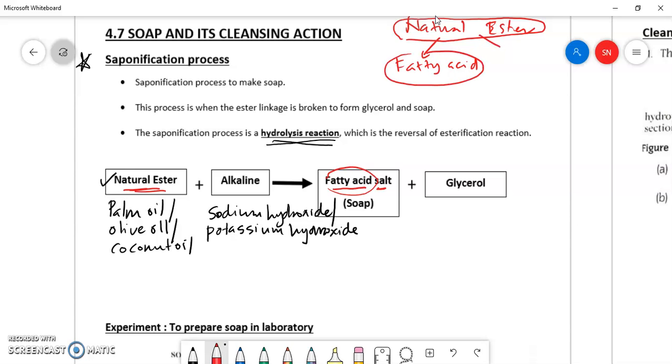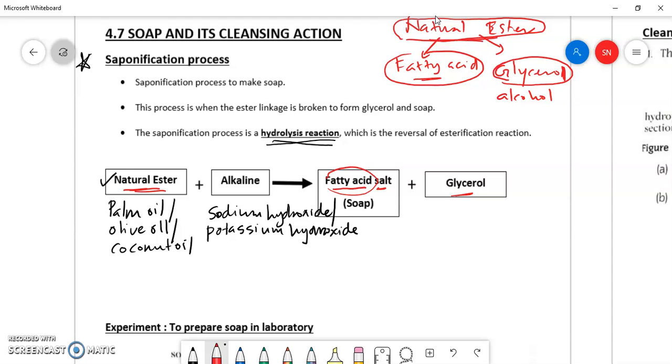The other component of natural ester is called glycerol. Now glycerol is basically a kind of alcohol. It's called a trihydric alcohol. It has 3 OH bonds, but it's sufficient if you remember glycerol. All right, what is glycerol? A kind of alcohol. So this glycerol and fatty acid are the components of natural ester.